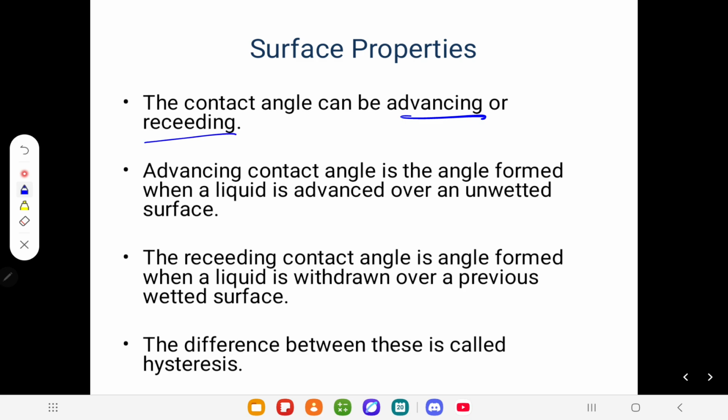Just don't panic. The advancing angle is the angle formed when the liquid is advanced over an unwetted surface. Basically it means the liquid is spreading on an unwetted surface. At the same time, the receding contact angle is the angle formed when the liquid is withdrawn from the surface. If the liquid is withdrawn, it's called receding. If the liquid is advancing and moving forward, that's called the advancing contact angle. So there are two types of contact angles.